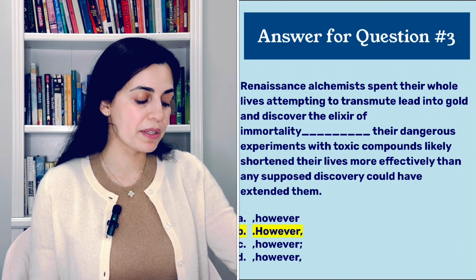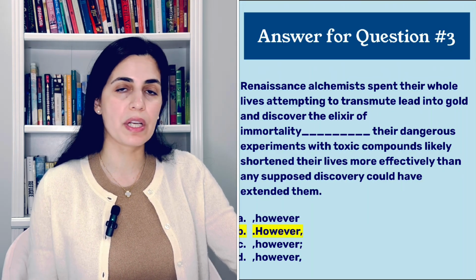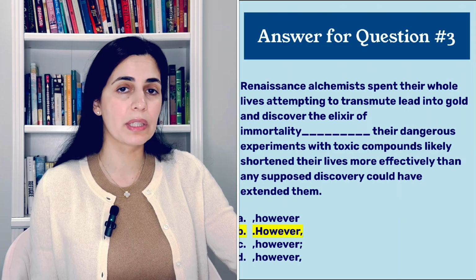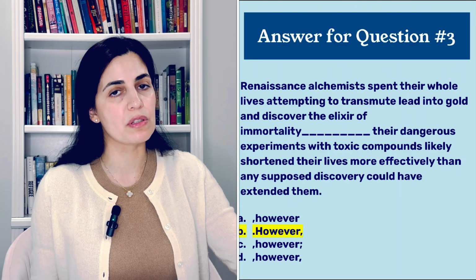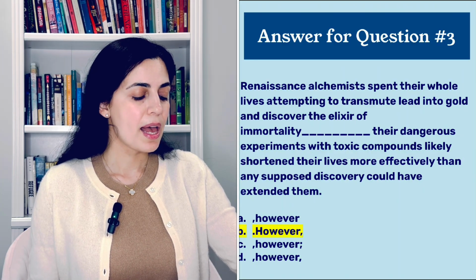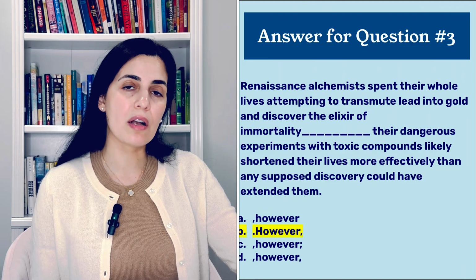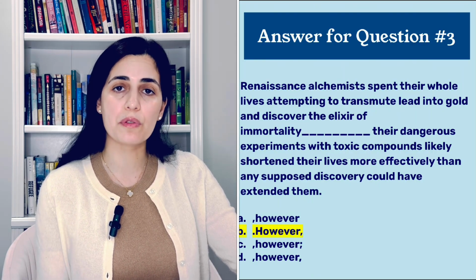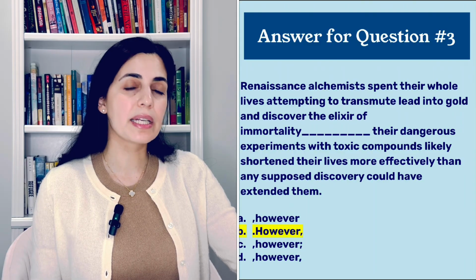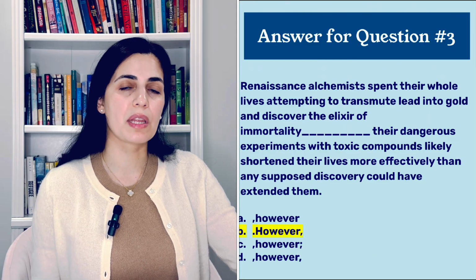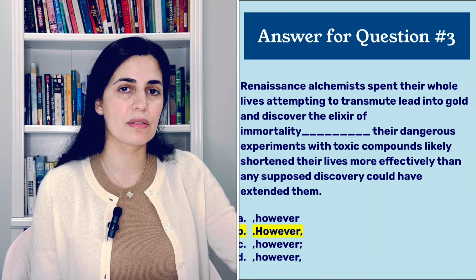It can't be choices A and D because that's joining two independent clauses with only a comma and the word however, which is a run-on sentence. And choice C is wrong because the word however belongs to the second clause, not the first one. The second clause is the one introducing the opposing idea. Therefore, the word however should be in that clause.